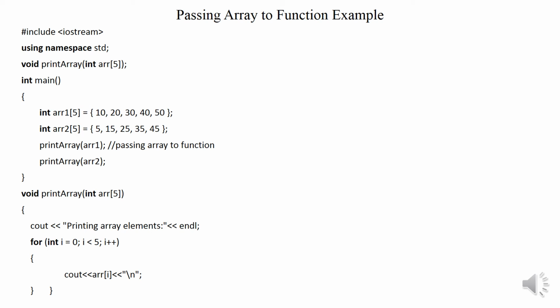Printing array elements, if we go inside the function where we declare for i is equal to 0, i less than 5, i plus plus, we print 10, 20, 30, 40, 50. After executing the for loop, the controller goes outside and reaches the next statement in the main program, print array2. After executing that statement, the controller of the compiler goes to the function where it is declared, and similarly that prints 5, 15, 25, 35 and 45 as the output.